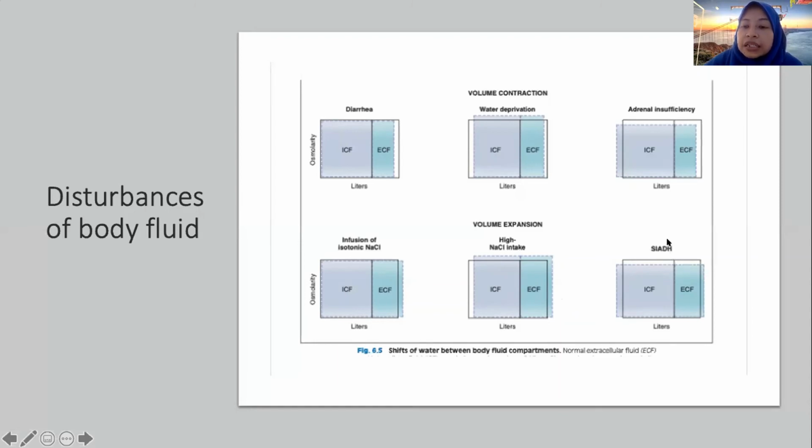In the syndrome of inappropriate ADH, meaning that you have too much ADH, there will be hypotonic expansion, meaning that your volume will be increased, but your osmolarity will be decreased. Why does the volume increase? It's because the water from the ICF will tend to move into the ECF to equilibrate the osmolarity between the two compartments, right?